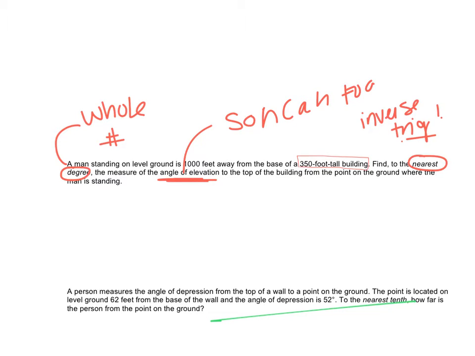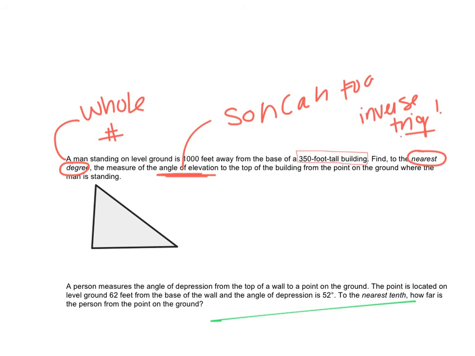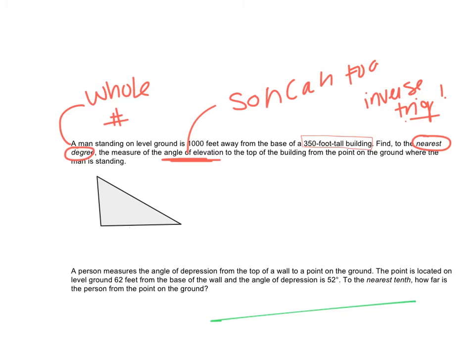The first thing we want to do is draw a triangle. Oh, and look at that, I just drew a triangle. We now want to label our image. So we're going to label our information. No, it's not a perfect triangle, but I'm going to draw my right angle anyway. We're always dealing with right angles. We know that our building is 350 feet tall, so this is our building.